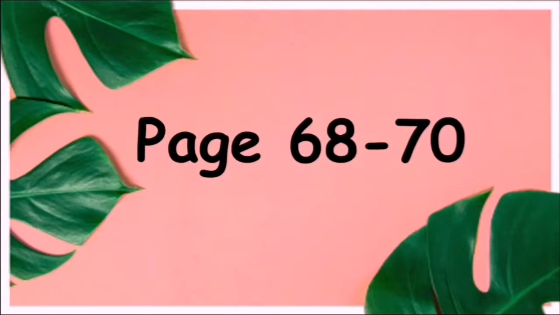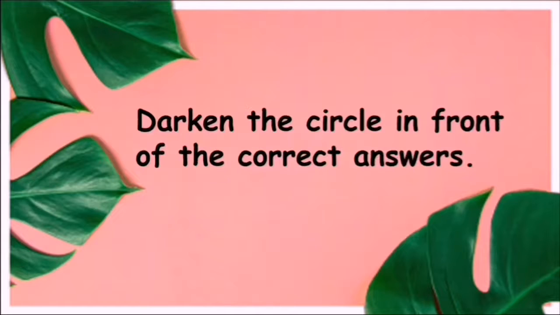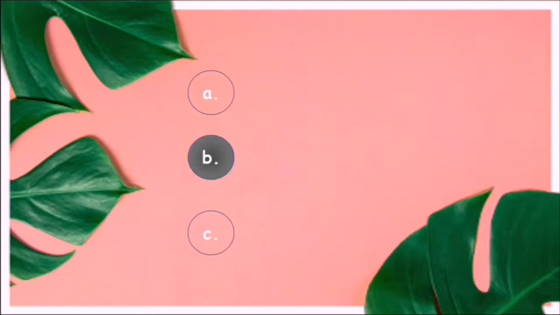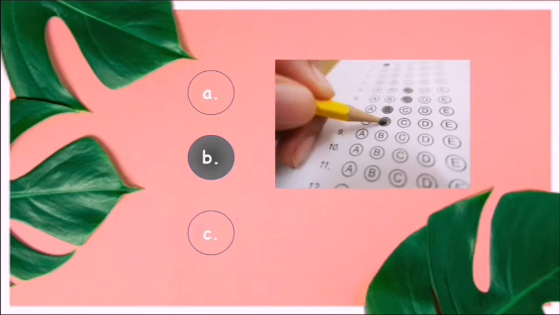Please get your arts book and open page 68. So we will answer pages 68 to 70. Now let's read the instructions together. Darken the circle in front of the correct answers. So here you can see I have three letters A, B, and C. And letter B is darkened. So when you say darken, meaning you have to shade it with your pencil. Like here in the example, you can see it.